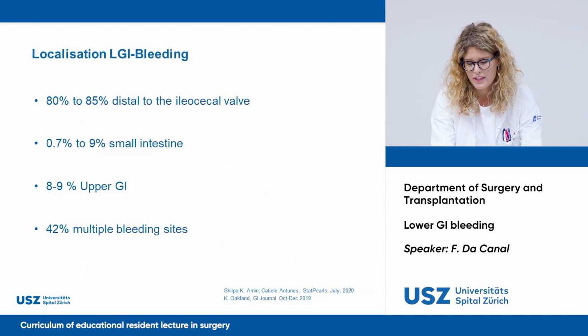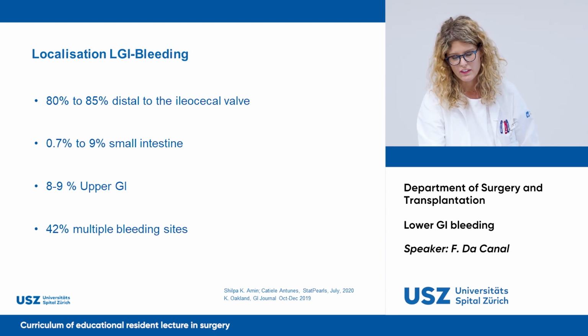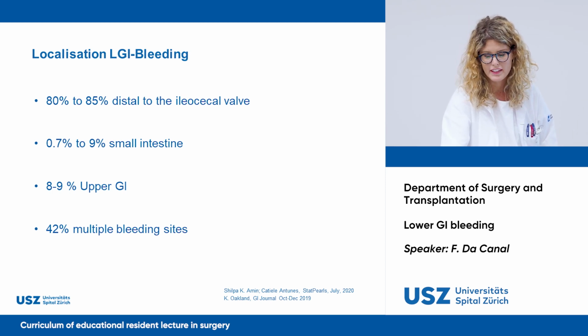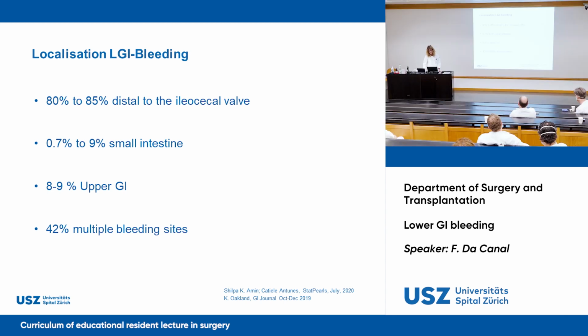Approximately 80 to 85% of lower GI bleeds originate distal to the ileocecal valve. In around 10% of the cases, a lower GI bleeding is still an upper GI bleeding. And in around 42% of the cases, the bleeding is coming from multiple sites. Only a few bleedings originate from the small intestine, so the jejunum and the ileum are the overall least common location for a lower GI bleeding. That may also be confounded because the diagnosis in that place is difficult.